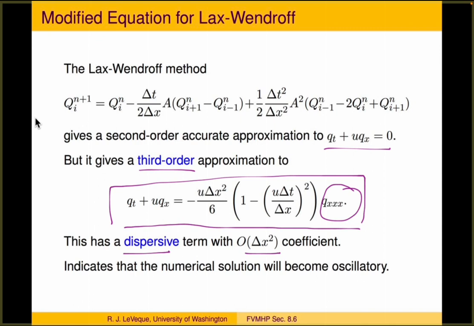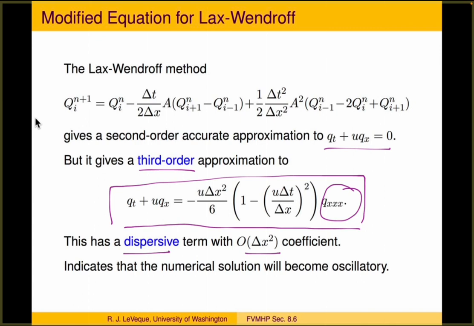So again this coefficient vanishes as we refine the grid and we get closer and closer to solutions of the advection equation. But for any finite grid, if we understand the behavior of this dispersive equation, it gives us a better idea of how Lax-Wendroff behaves.